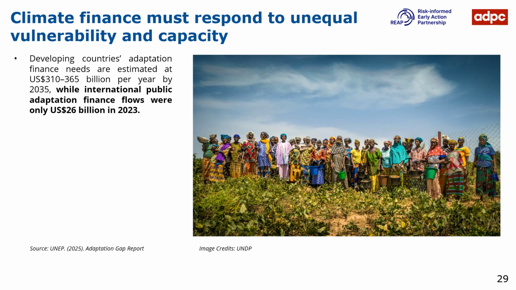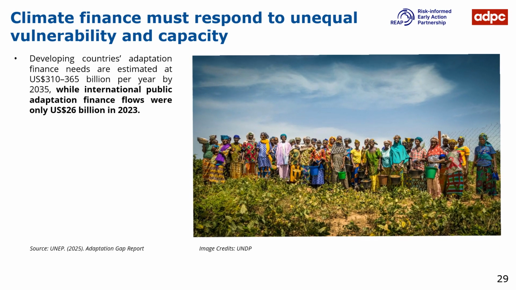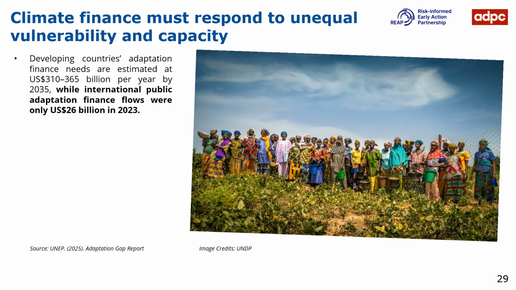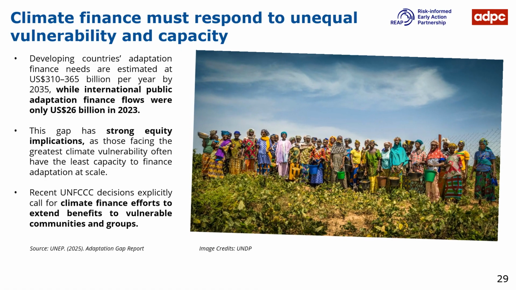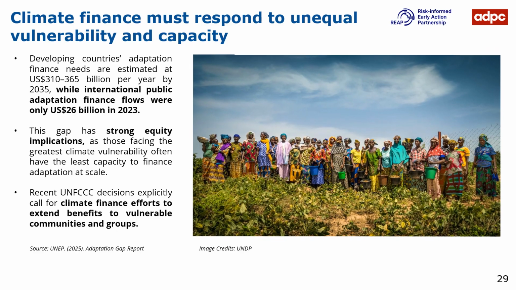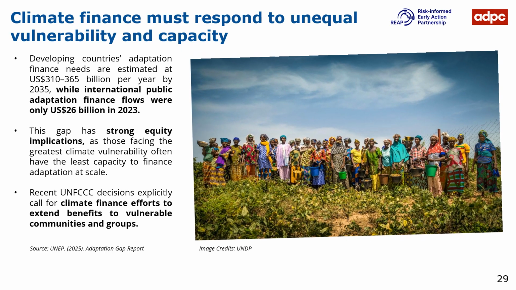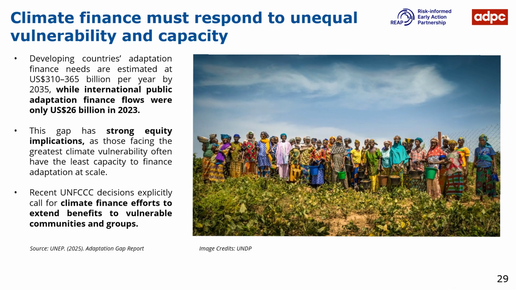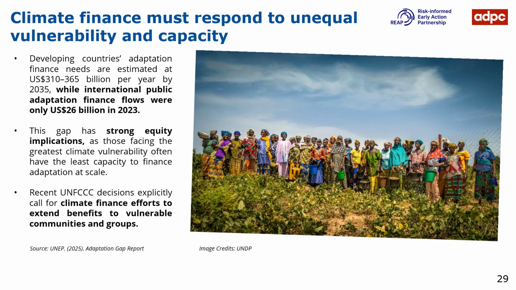Developing countries face adaptation finance needs estimated in the hundreds of billions of dollars annually by 2035, while international public adaptation finance flows remain far below that level. This gap has strong equity implications. Those most exposed to climate impacts often have the least capacity to finance adaptation at scale. They may face limited fiscal space, high debt burdens, weak access to capital markets, and limited institutional capacity to prepare large climate finance proposals. For early action, this matters because the capacity to act before a shock depends on whether finance is already available, whether delivery systems are ready, and whether vulnerable communities are reached in time.